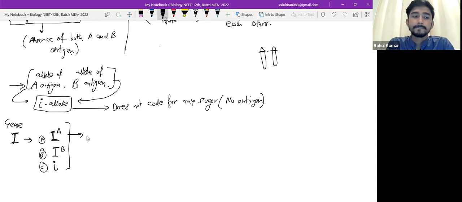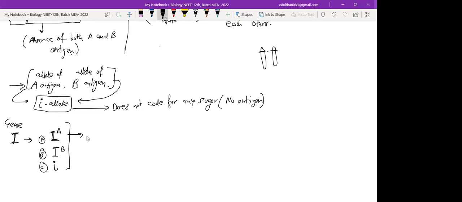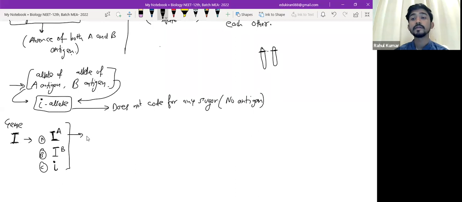Okay? Clear, people? Am I clear? Yes, sir. This is because of codominancy. This is because of codominancy of these two alleles. Okay.